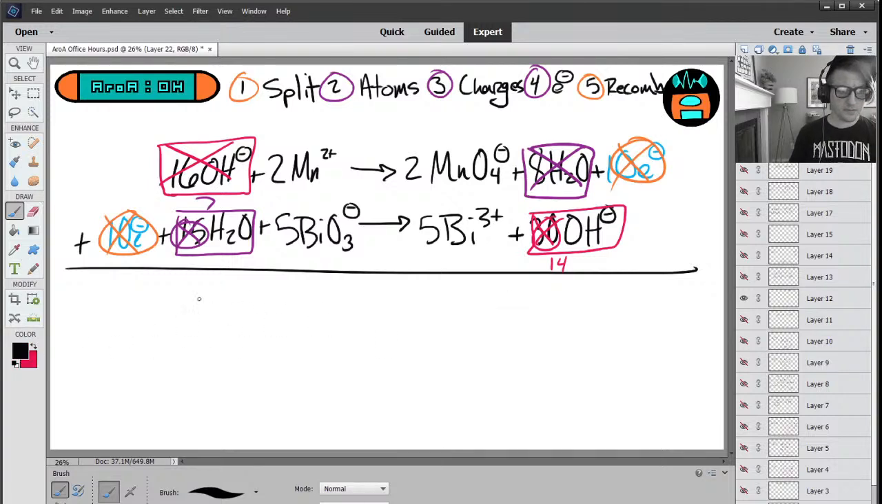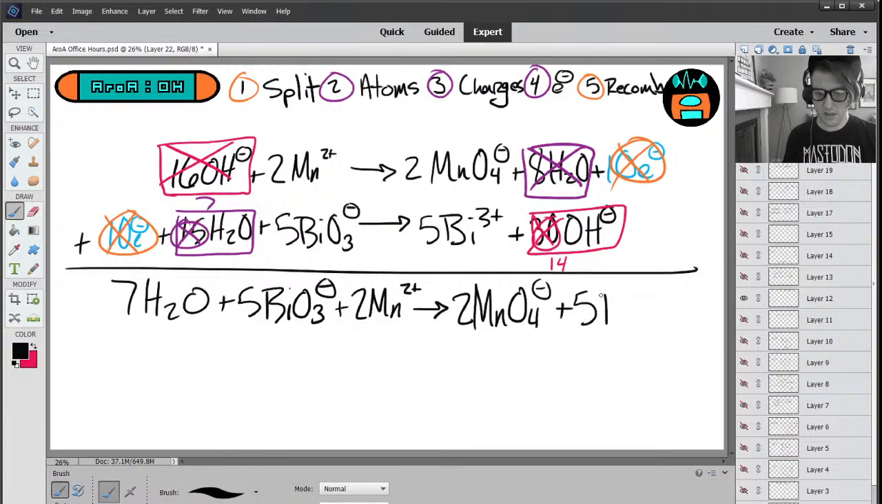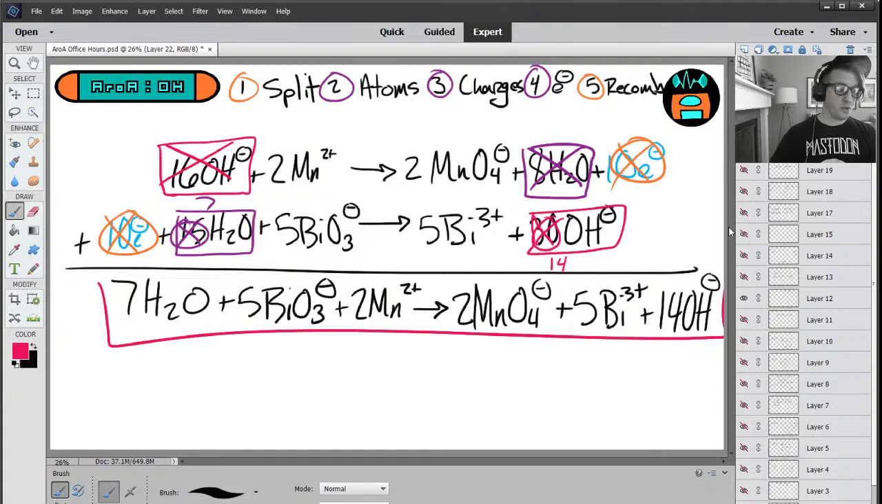So our balanced chemical equation is 7 molecules of water plus 5 molecules of BiO3 minus plus 2 manganese 2s produce 2 permanganates plus 5 bismuth 3 ions plus 14 hydroxides. And that is sloppy. That is the balanced chemical equation. So that is going through every single step of the half reaction method: splitting it, balancing atoms, charges, and electrons, and then recombining to get your balanced chemical equation.